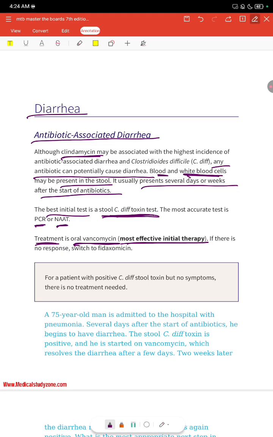Oral vancomycin. If there is no response, switch to fidaxomicin. So oral vancomycin is the best, most effective initial therapy. If there is no response, switch to fidaxomicin.